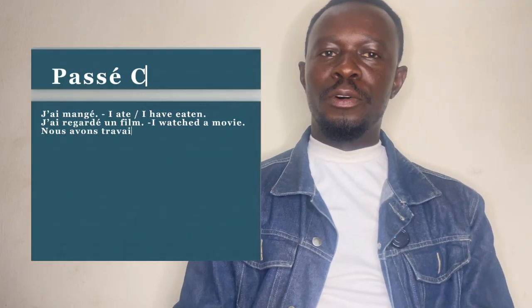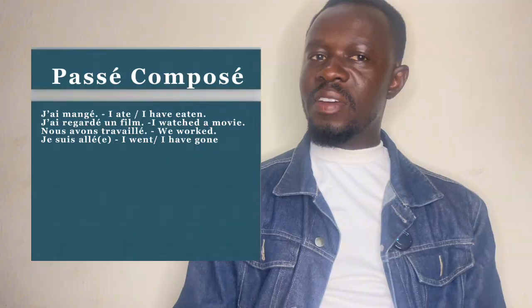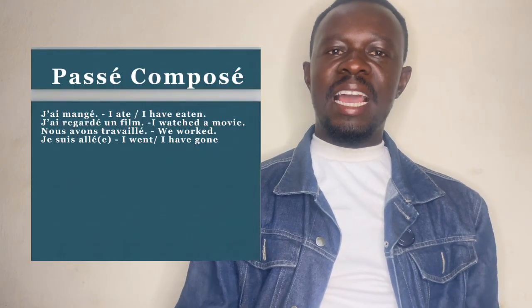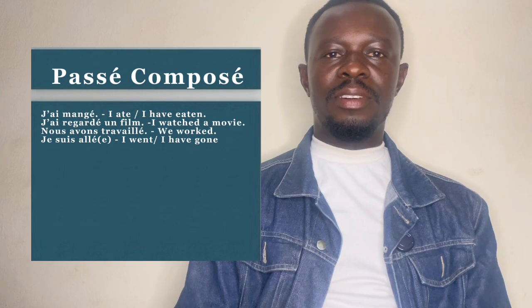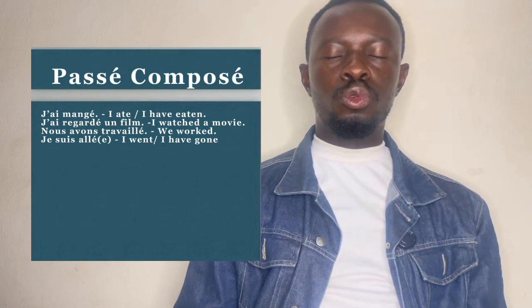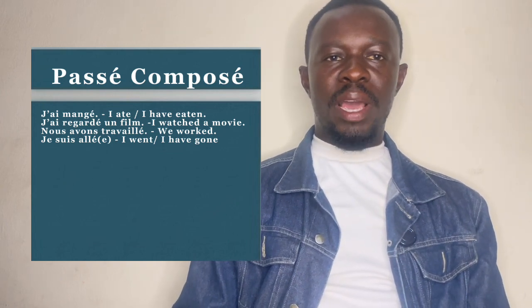If you want to talk about what you did, saw, ate, bought, or experienced in the past in French, one of the most important tenses you need is the passé composé. For example, j'ai mangé, I ate or I have eaten. J'ai regardé un film, I watched a movie. Nous avons travaillé, we worked. Je suis allé, I went.